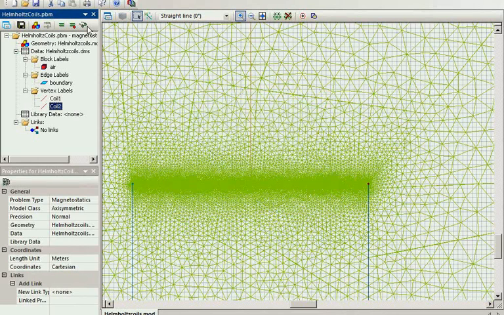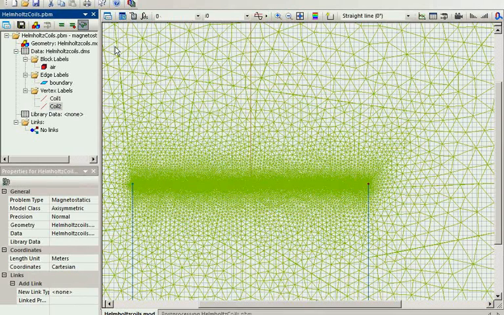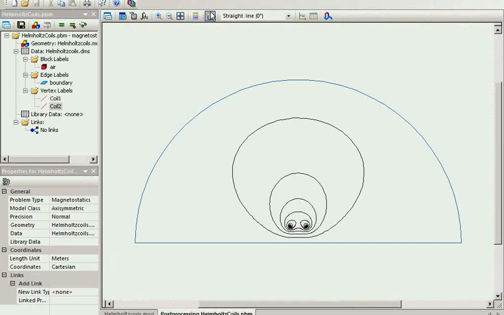Let's take a look at the field picture. I will use the contour tool to see the field distribution on the axis. Here I build the contour and switch on the XY plot.